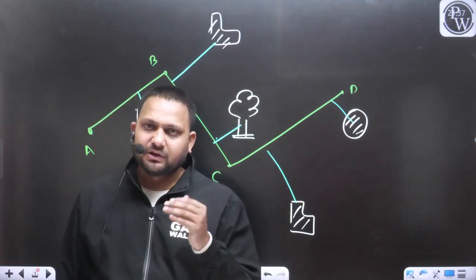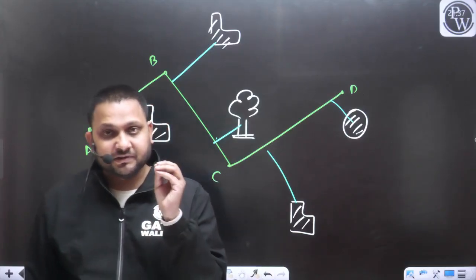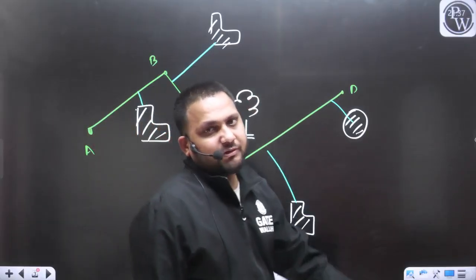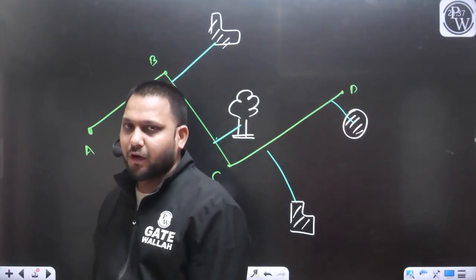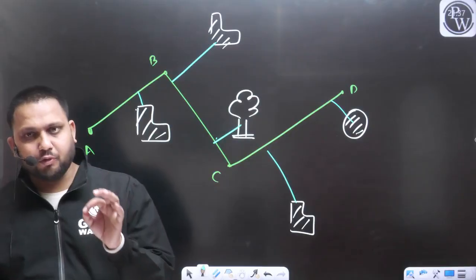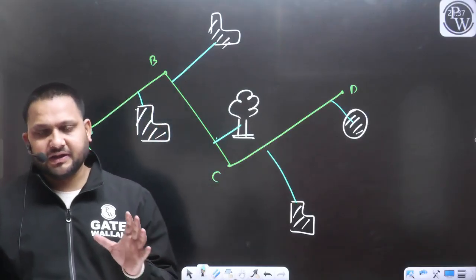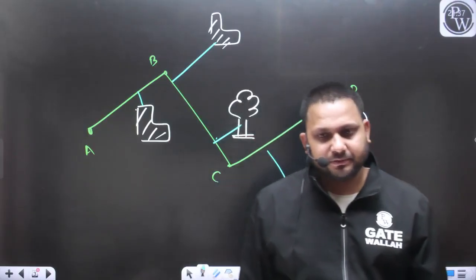But before modifying that map, we need to identify the station where we placed the plane table at the time of preparing the old map. So the proper station we have to locate, and the proper orientation should be there. Then only we can update the existing map.